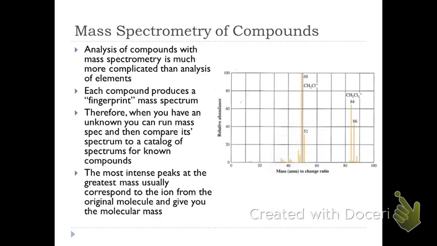The most intense peaks at the greatest mass, so in this case, greatest mass is over here. The most intense are 84 and 86. Those usually will correspond to the molecular mass. Okay, so you can use that if AP for some reason gives you a mass spec. Look at the highest mass ratio there and you can figure out why. Now, the difference between these 2 peaks, and how do you know which one's which, is because of isotopes.